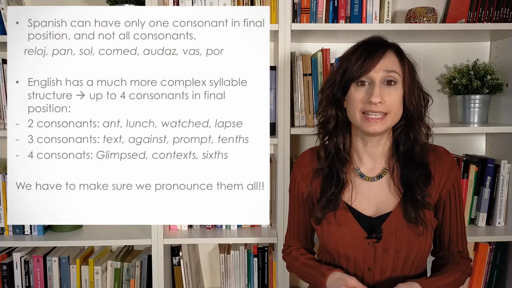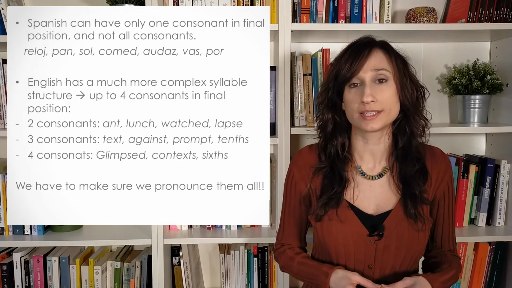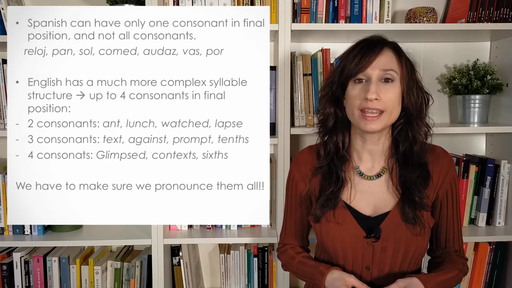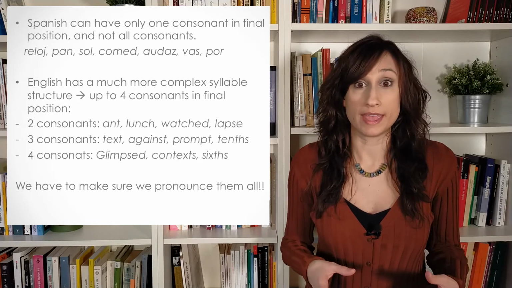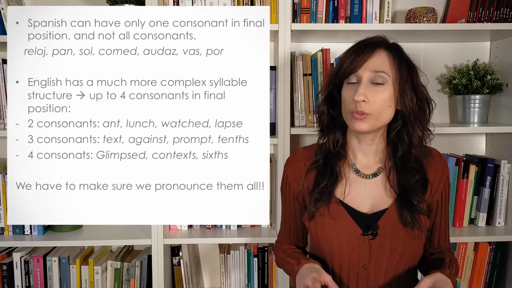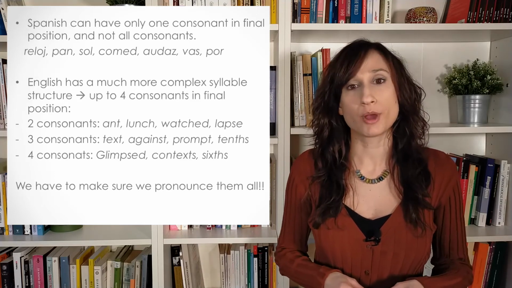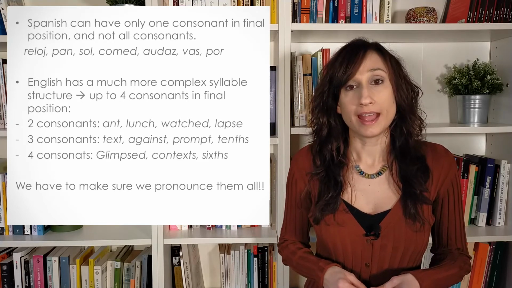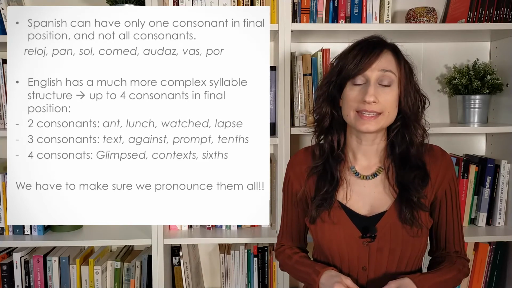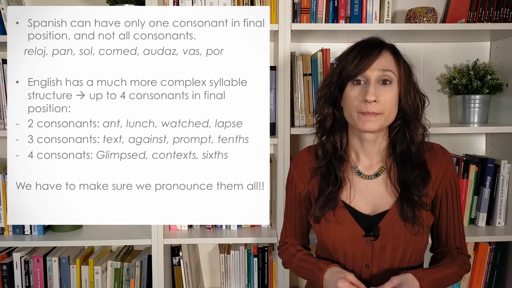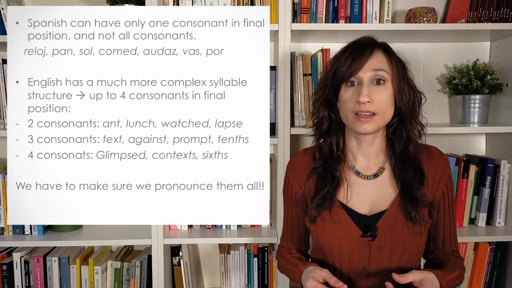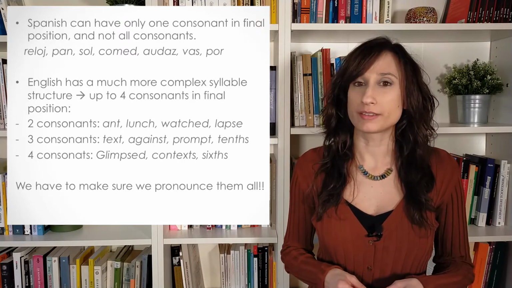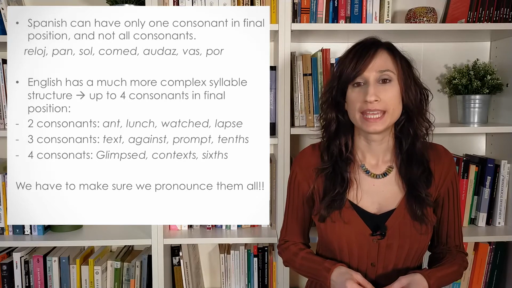So the problem is mainly in final position, when we have many consonants in final position. Because in Spanish you can only have one consonant at the end of the word, and actually not all the consonants, just a few. For example, you have words with J as in reloj, the N as in pan, the L as in sol, D as in comed, Th as in audaz, S as in vas, and R as in por. Right? But you can't really have many other consonants at the end of the word.